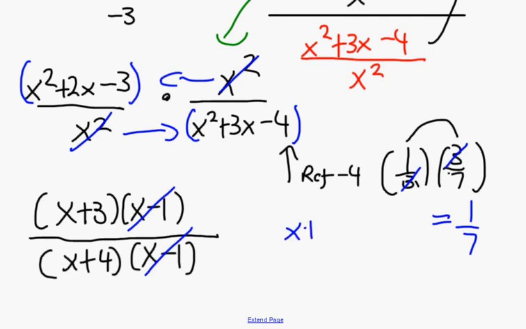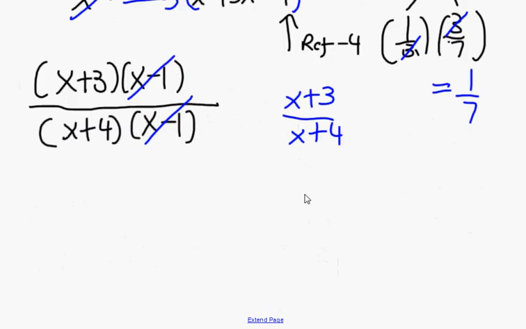Question: are you allowed to cancel these two x's? Why not? They're not being multiplied by everything on the top, and the other x on the bottom is not being multiplied by everything on the bottom. Therefore, you cannot cross them off. Okay?